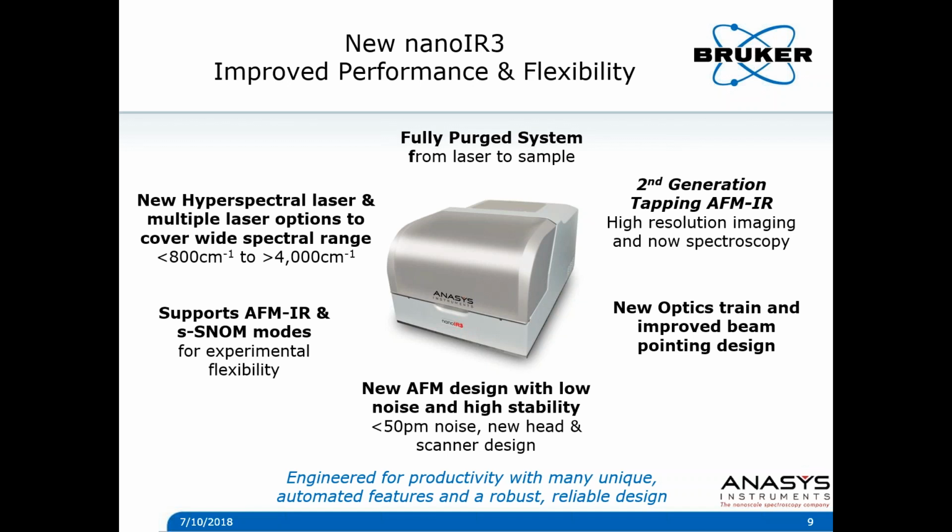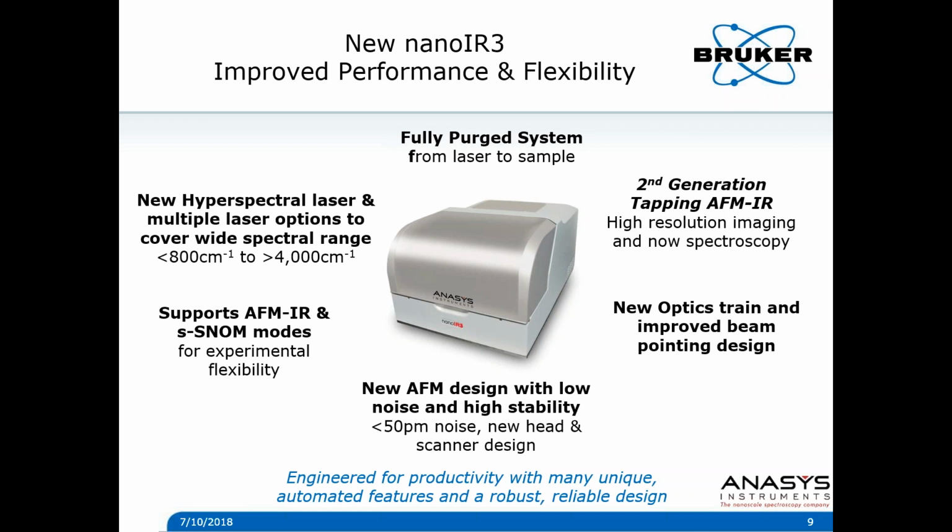So just an explanation of the key areas of the Nano IR3 that we've improved. Firstly, from the top, we now have a fully purged system. This is important for removing background from the IR signal. From the delivery of the laser to the sample, the whole system is now fully purged. Previous generations did not have that capability. Then we also have the second generation Tapping AFM-IR, with lots of significant improvements. I have a separate slide on that, and we'll go through it separately.